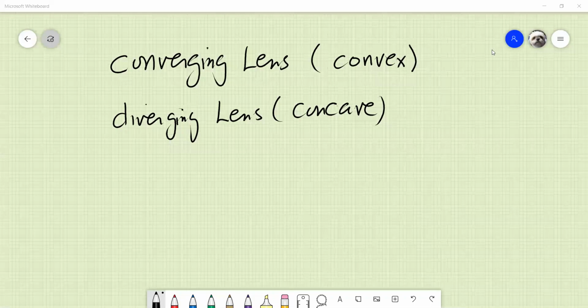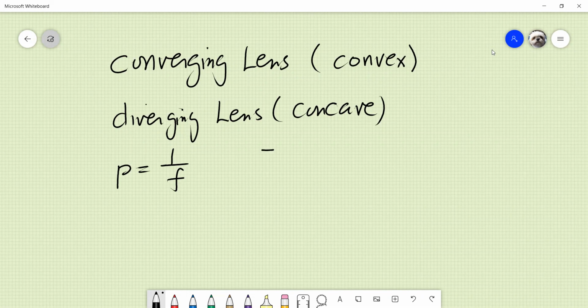And we introduce the concept of the power of the lens, right? P is equal to 1 over F. And negative means you have a concave lens. So concave lenses always have a negative focal length, right? Positive means you have a convex lens. Right? Good? Got it.